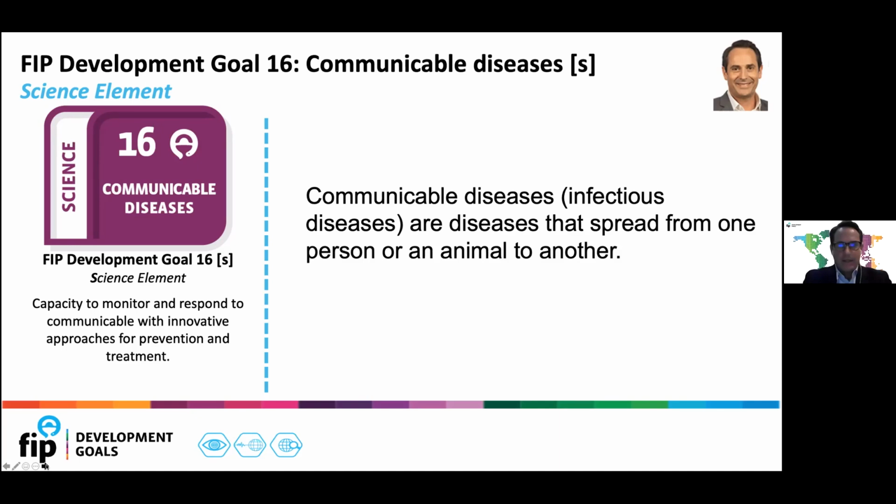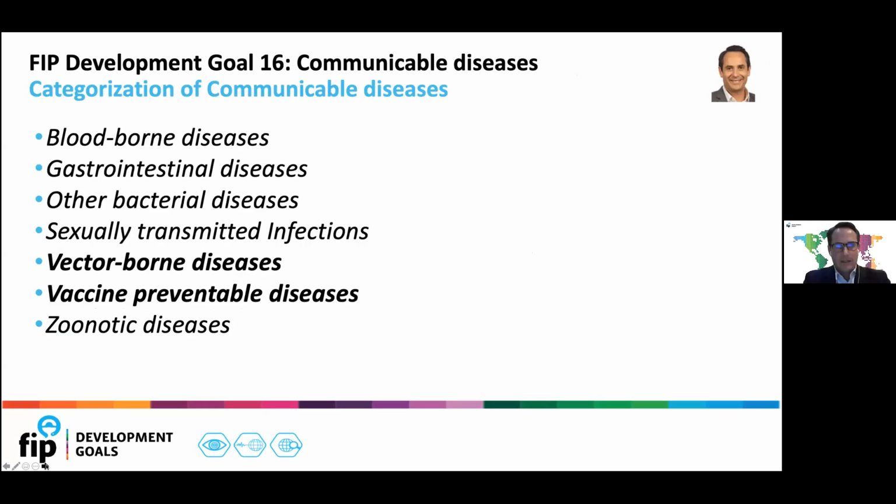I just wanted to give a brief overview and say that, while it might seem very basic, communicable diseases or infectious diseases are spread from one person or an animal to another in a vector.